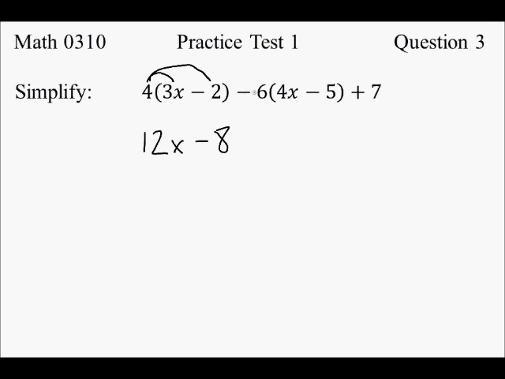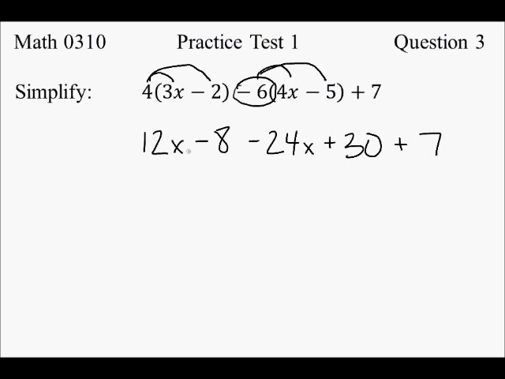Now here, because this is a minus 6, we want to think about distributing negative 6 into this quantity. So minus 6 times 4x, we're going to get a negative 24x there. Negative 6 times negative 5, so the 6 times the 5 is going to give us 30. And then negative times a negative, same sign, is going to make this a plus 30. And we have our plus 7 on the end.